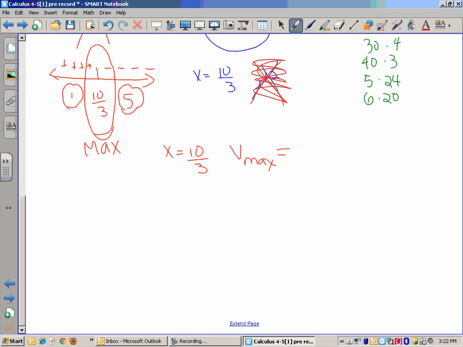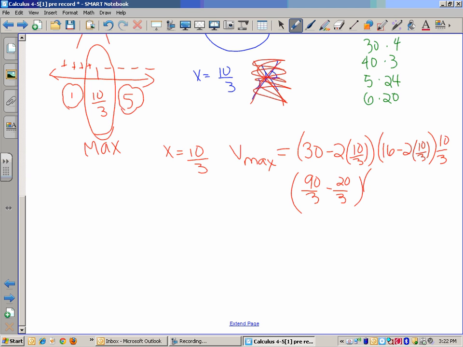So I want to come back up to my volume equation. I'm so excited for section 4.6 coming up. So my maximum volume was 30 minus 2 times 10/3, and 16 minus 2 times 10/3, times a height of 10/3. So 90/3 minus 20/3, and 48/3 minus 20/3, times 10/3.